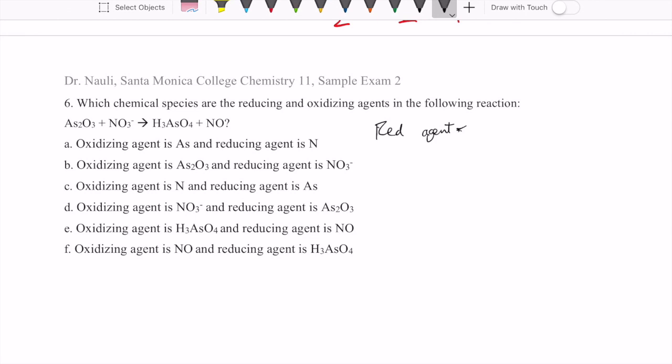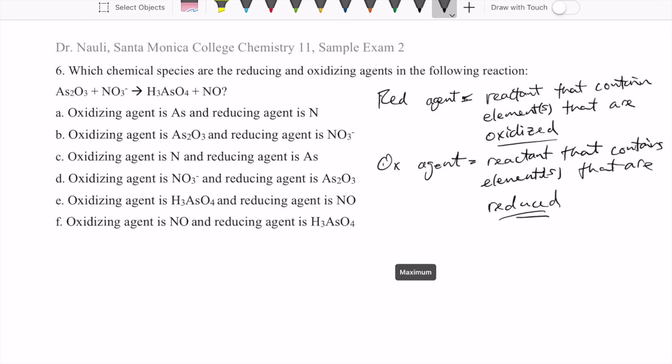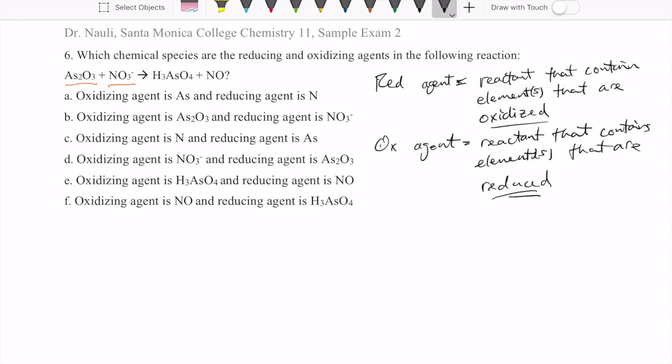A reducing agent is a reactant that causes another reactant to be reduced, which means that it has to contain elements that are oxidized. The oxidizing agent is a reactant that contains elements that are reduced. Okay? So to find both of these, we're going to need to look at our reactants, which are these two right here, As2O3 and NO3 minus, and then identify whether they contain elements that are oxidized or reduced. So let's write out these species right here, As2O3.